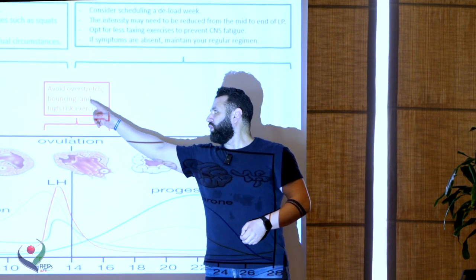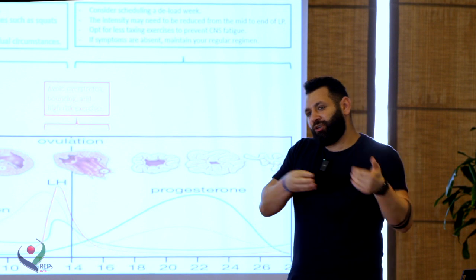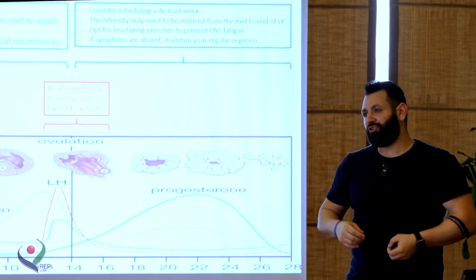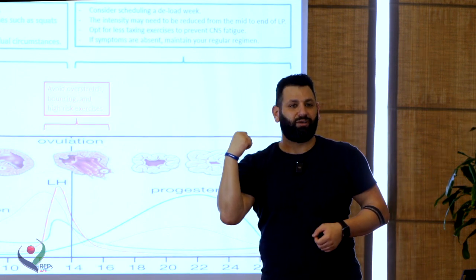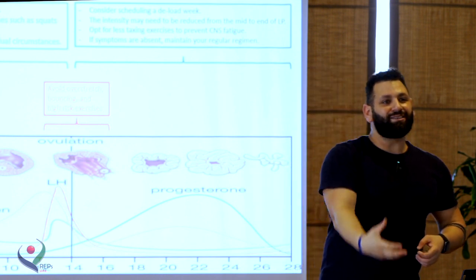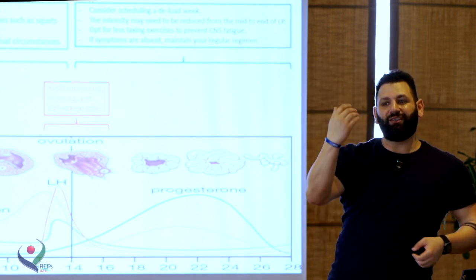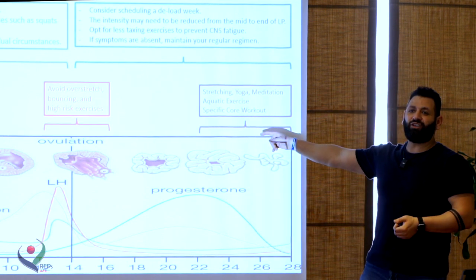Ovulation: avoid overstretching, bouncing, and high-risk exercises. Things that require a lot from your ligaments, because this is a period where there's joint laxity. Okay, and by the way, just to share quick off-topic information, after week 10 of pregnancy, same thing. Not because of the same hormones, but because of another hormone called relaxin that starts to get secreted and peaks in your body. PMS, what you can do?